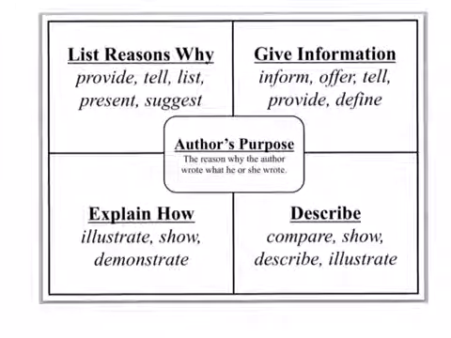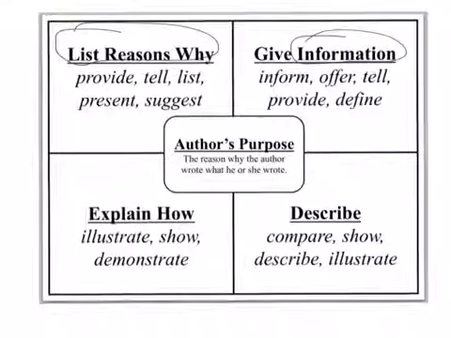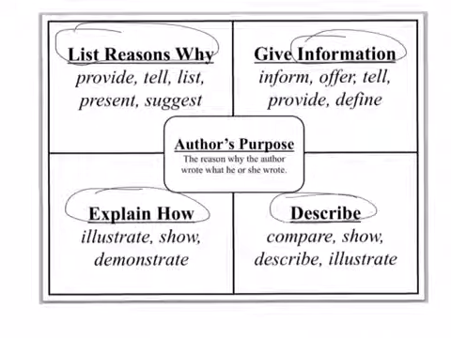And we discussed yesterday that this section right here where it says list reasons why, that was basically trying to persuade you to do something. Giving information, that's giving facts, it's informing you. Explain how is trying to teach you how to do something, show you how to do something. Describe is giving a lot of descriptions about how something looks, feels, tastes, all those sensory details.